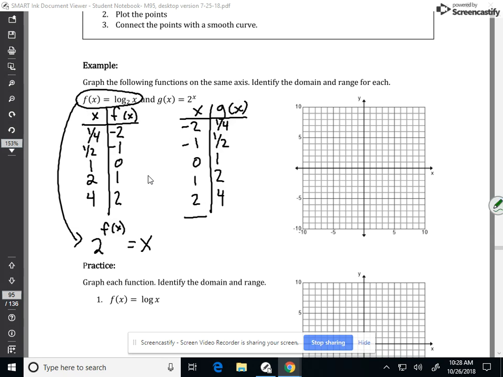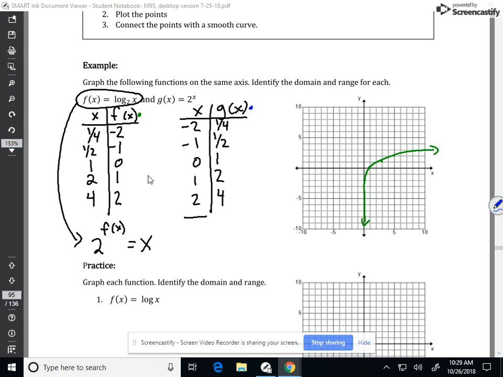So if we graph these, I'm going to graph my f of x in green and my g of x in blue. So x being 1/4, f of x is negative 2. X is 1/2, f of x is negative 1. X is 1, f of x is 0. X is 2, f of x is 1. And x is 4, and f of x is 2. So we get this curve that's going like this. That's my logarithmic curve.